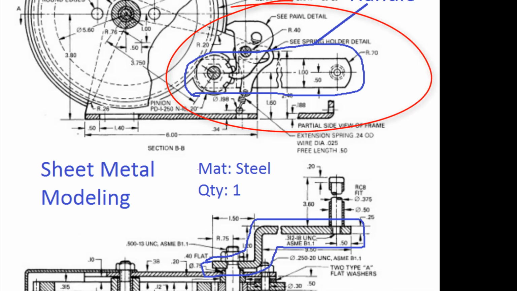Our second part is the handle part. It is a sheet metal modeling part also. You can see the top view and the front view. The material of the handle is steel and the quantity is 1. We will also create the flat pattern of this model.